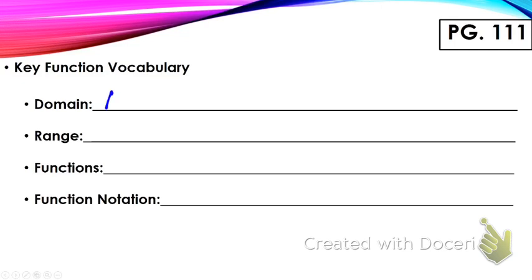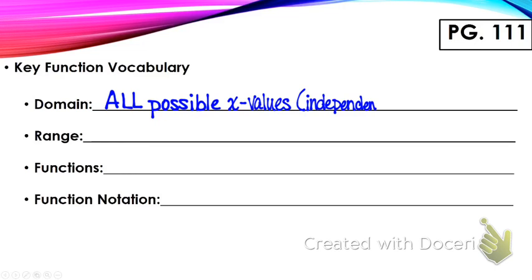Domain is all possible x values. All possible x values. This is my independent variable. We can also talk about it as the input.